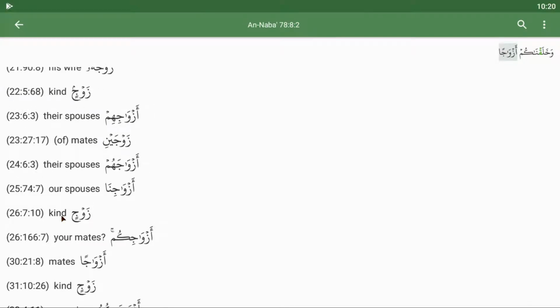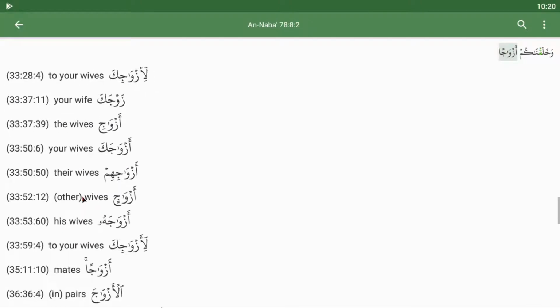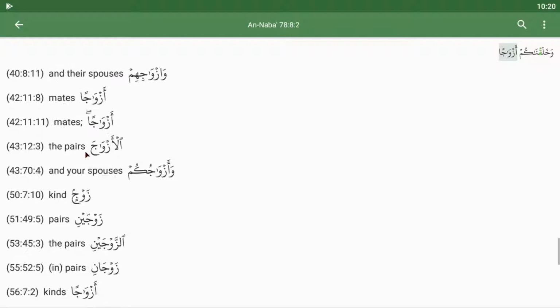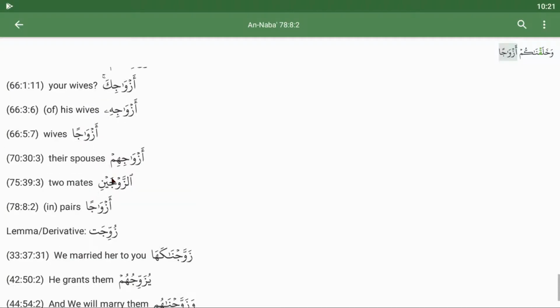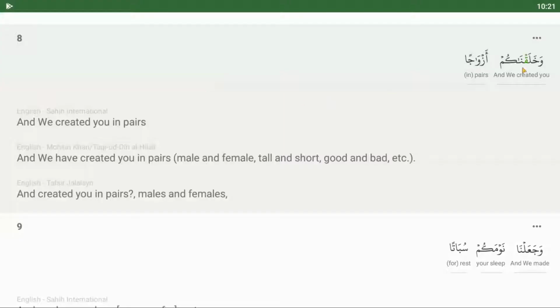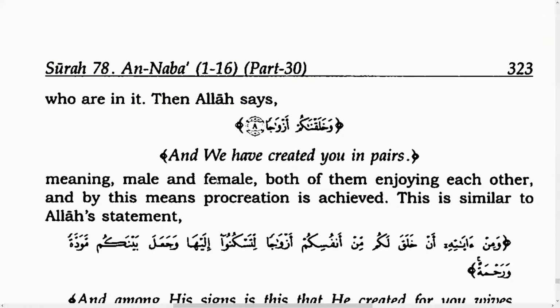Zawj can also mean kind. So they've translated it in so many ways: mates, kind, spouses, pairs, wives. And zawwajnakaha, we married her to you. Zawwaja yuzawwiju means to marry. So Allah subhanahu wa ta'ala says, wa khalaqnakum azwaja, we created you in pairs. We created you in pairs.